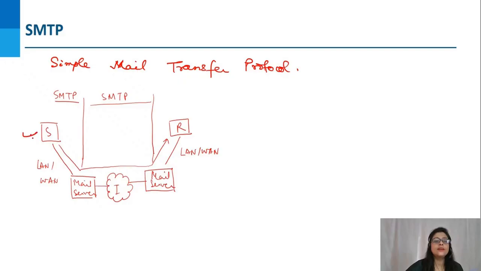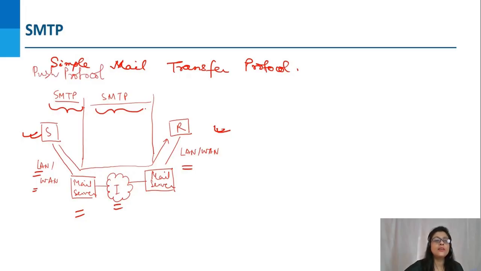Here there is a sender side and there is a receiver side. Let's say for scenario 4, we have seen that the sender is connected to its mail server through LAN and WAN. So from the sender to the mail server, we have to use the SMTP protocol. From the mail server, it goes via the internet to the mail server of the recipient. There also we will use the SMTP. Now this receiver is connected to its mail server through LAN and WAN.